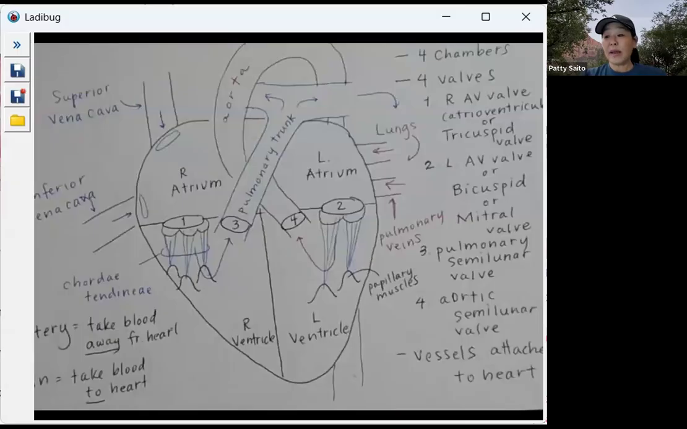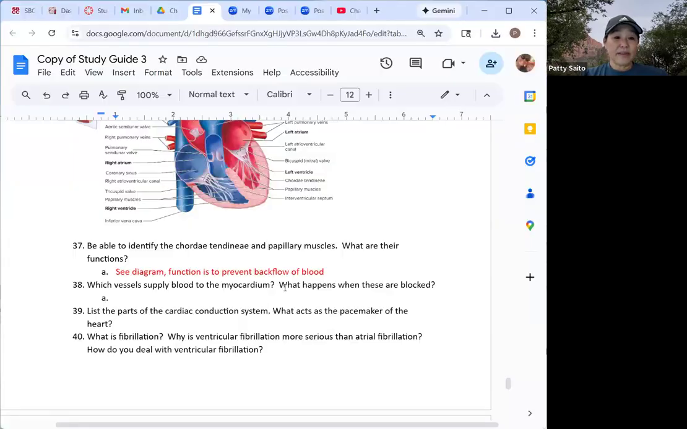So you can hear the backflow of blood, like a whooshing of blood, and that would be valves that don't close completely. And for most people, it doesn't cause a problem. So what if it backflows a little bit? But if there's a lot of backflow, it's not efficient, and so that needs to be taken care of. All right, so we answered that one. See the diagram, and it prevents the backflow.